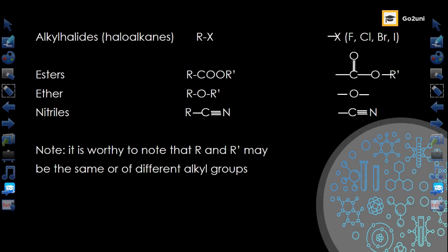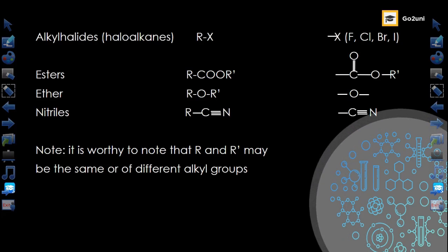It is worthy to note that R and R prime may be the same or different alkyl groups, with respect to esters. When we're talking about esters, just like we did when we just did esters, the R and the R prime may be of the same or different alkyl groups.